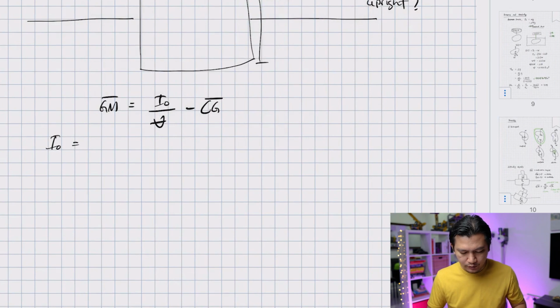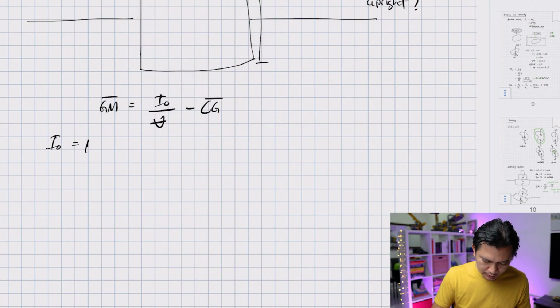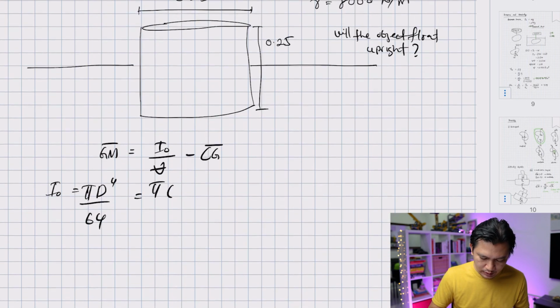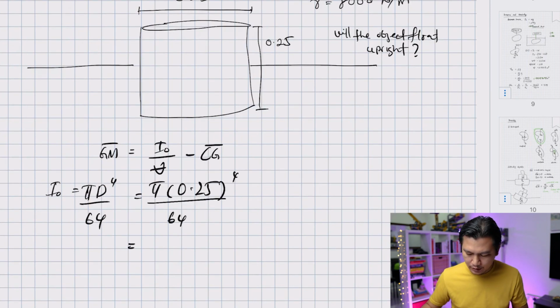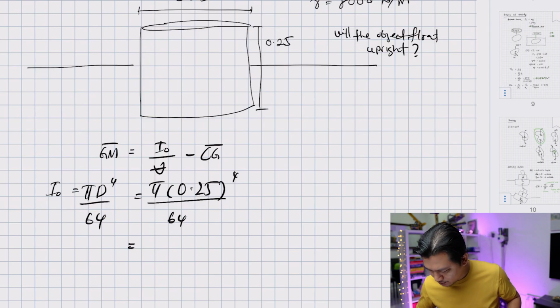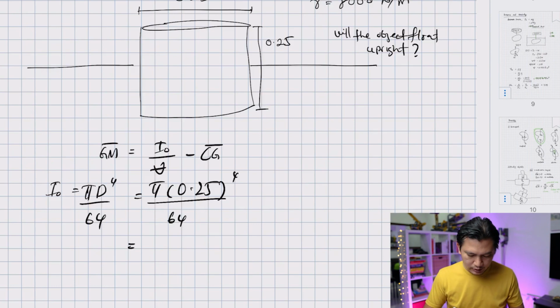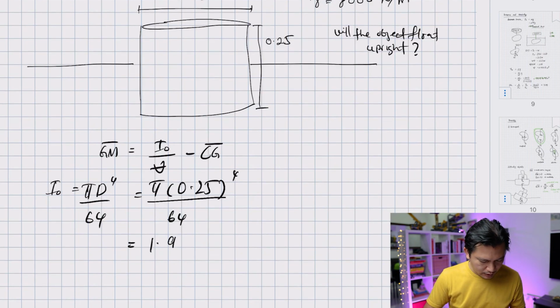Now let's get back to our note. So I0 is pi d to the power of 4 divided by 64. This is simply pi times d, which is 0.25, to the power of 4, divided by 64. That is 1.917 times 10 to the power of minus 4. And the unit is meter to the power of 4.